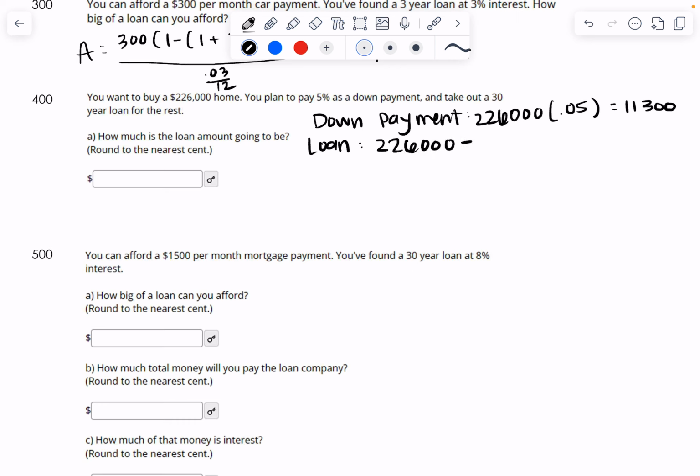$226,000 minus your down payment, because you've already paid that. You don't have to get a loan for that portion, which is $214,700.